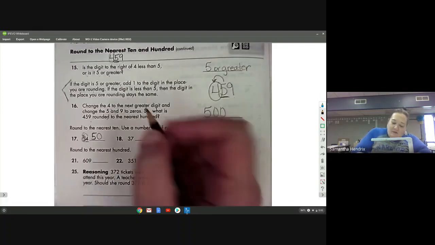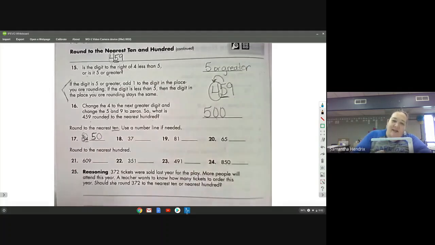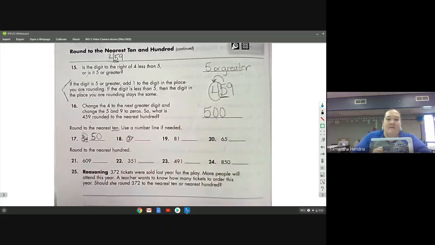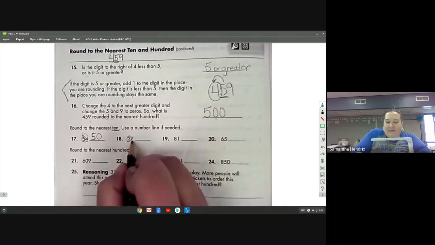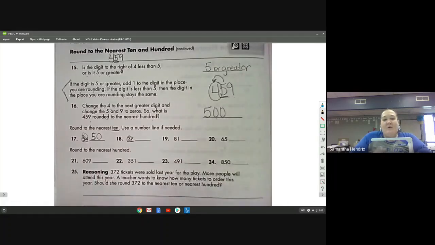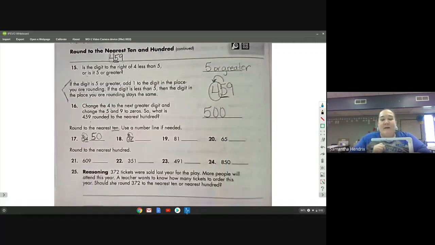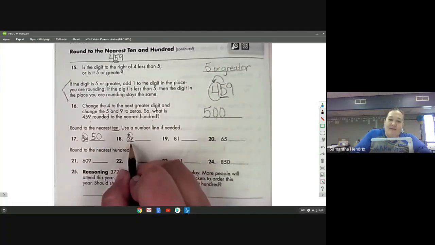Okay, so 37, we're rounding to the nearest 10. So that's the number we're going to circle, the digit in the tens place. And then I'm going to underline that 7. Okay, what are we going to do? That 7 is going to tell that 3 what to do. You figure it out and write it down. Okay, so 4 or less, let it rest.